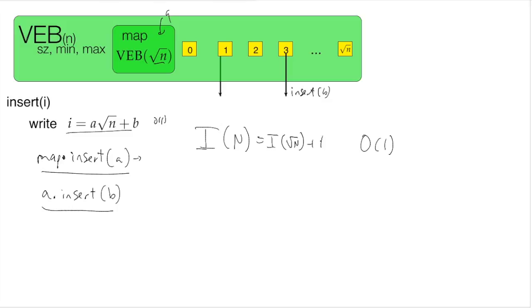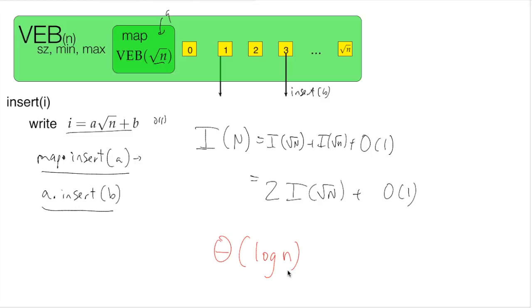That's going to be an insert on a data structure of size square root of n. And this insert is going to be an insert on a square root of size n. So this recurrence is going to be like this. Unfortunately, that is going to give us log n, which is too much. So we can't do both of these inserts.